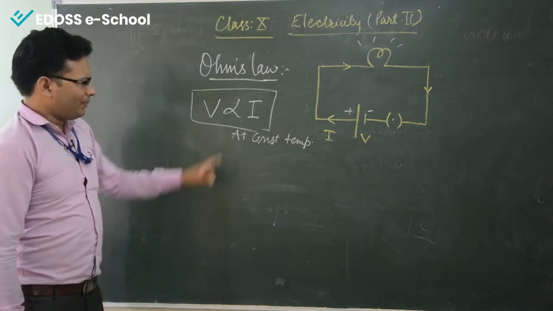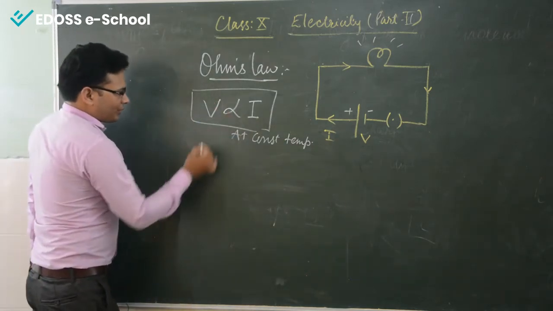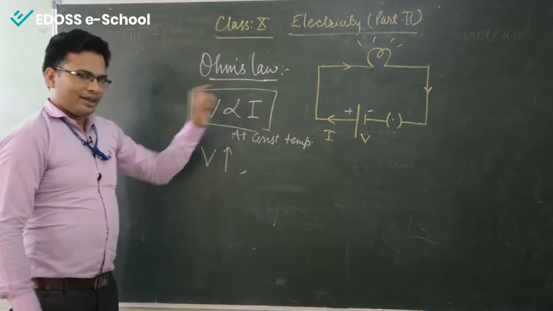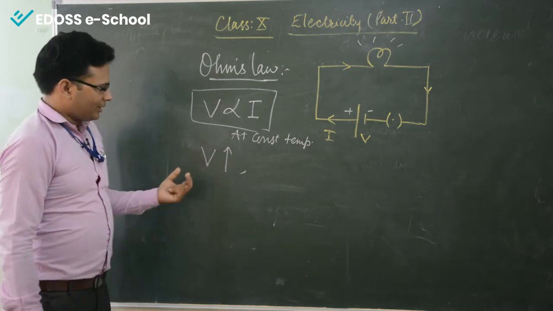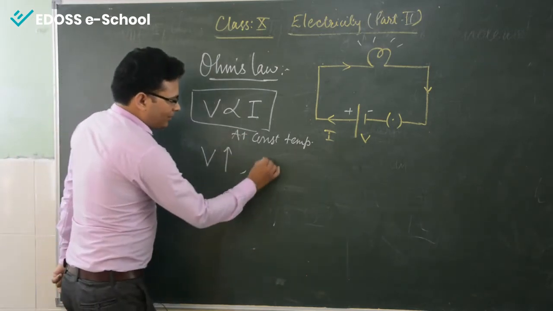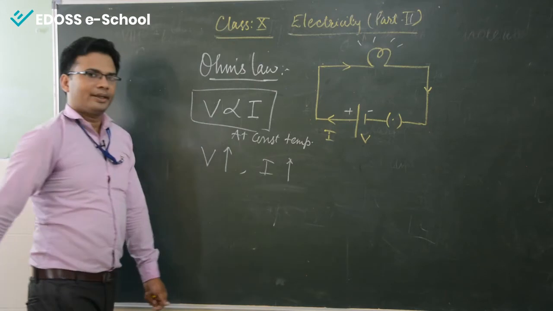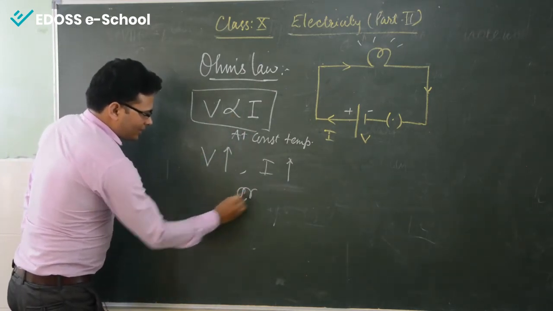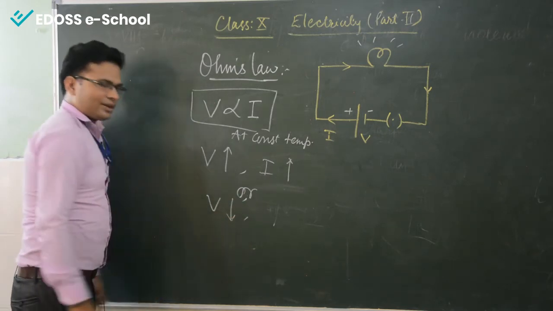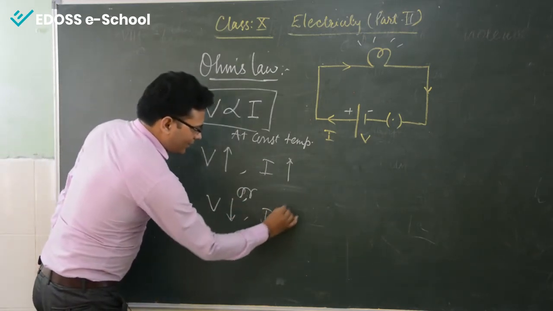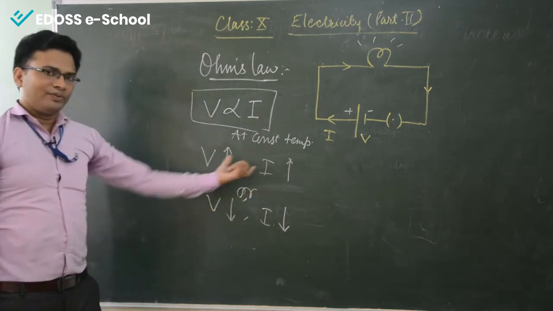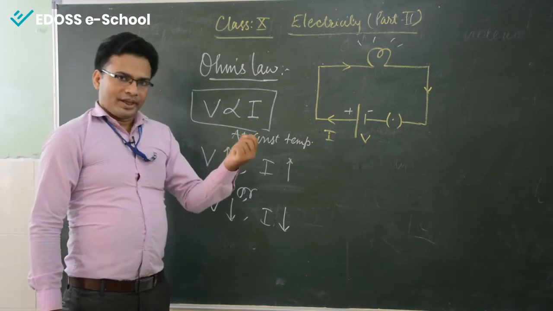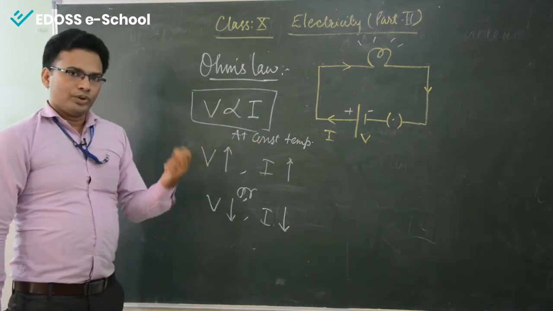What does this symbol mean? This means directly proportional. Now what does this mean? This means if V gets increased, suppose the voltage of an electric circuit is getting increased, so I will also get increased. So both of the things will get increased. Or you can say if the voltage tends to decrease, then current will also decrease. So either both V and I will increase, or V and I both will decrease.